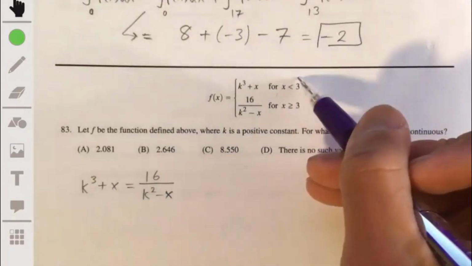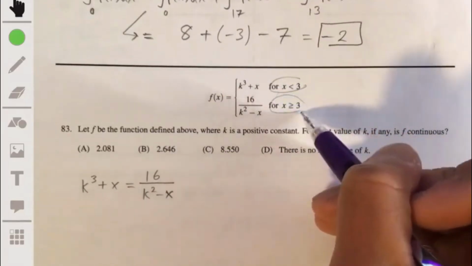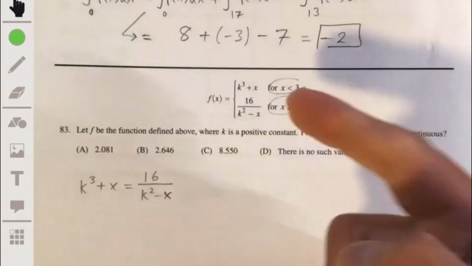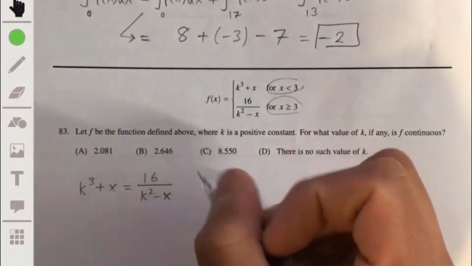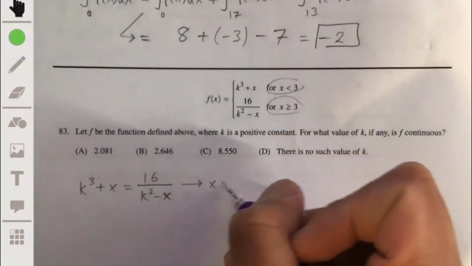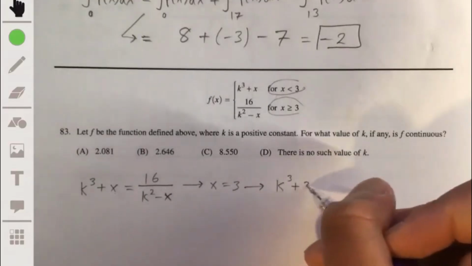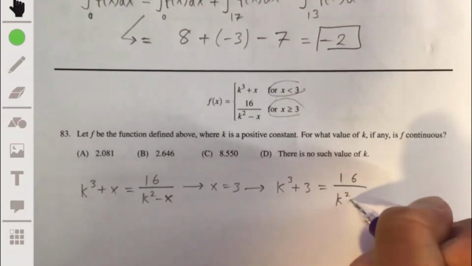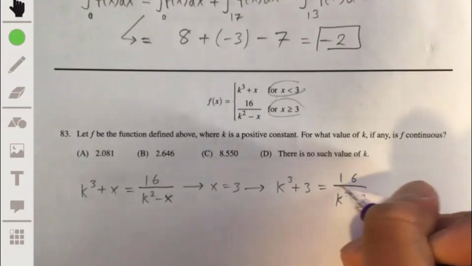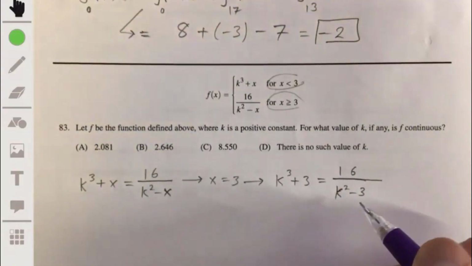Now, remember, this applies to the left of 3, and this applies for 3 and greater. So the key is to connect it at x equals 3. So we're going to plug 3 into here, and we'll get k cubed plus 3 equals 16 over k squared minus 3. So we want to solve this equation for k.